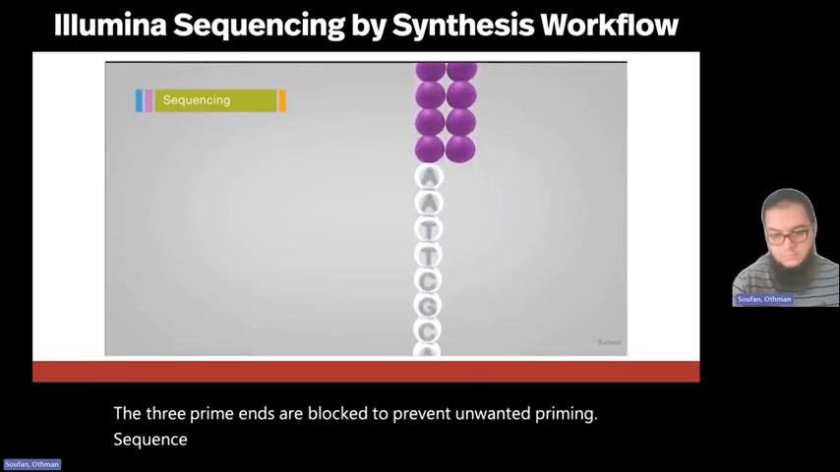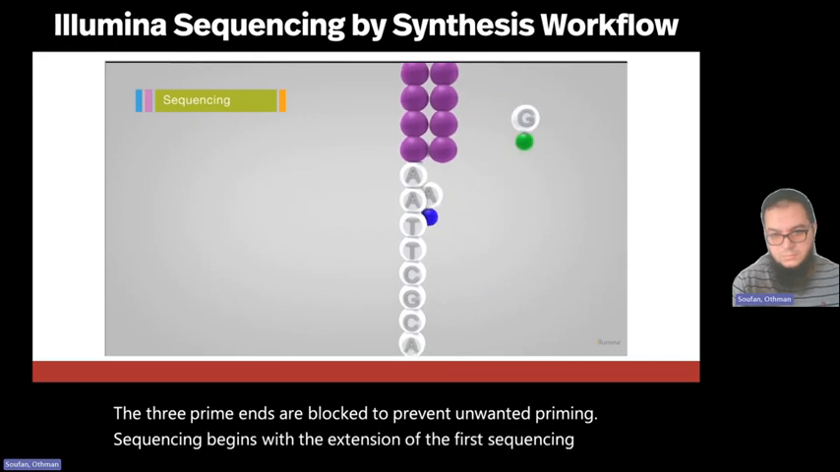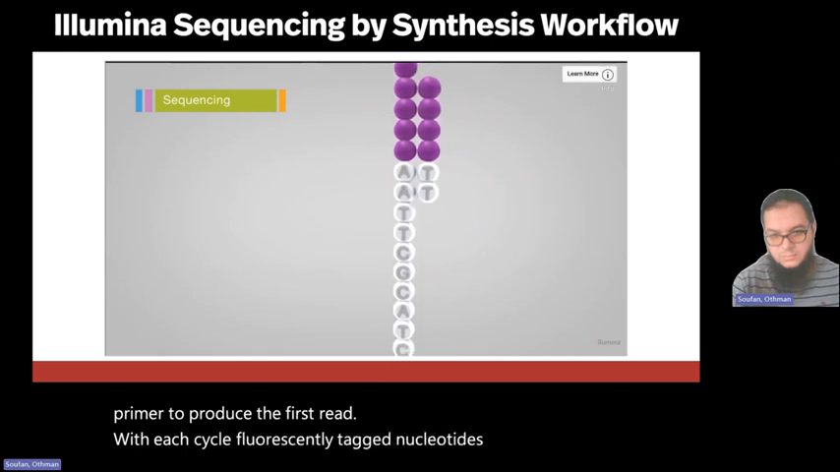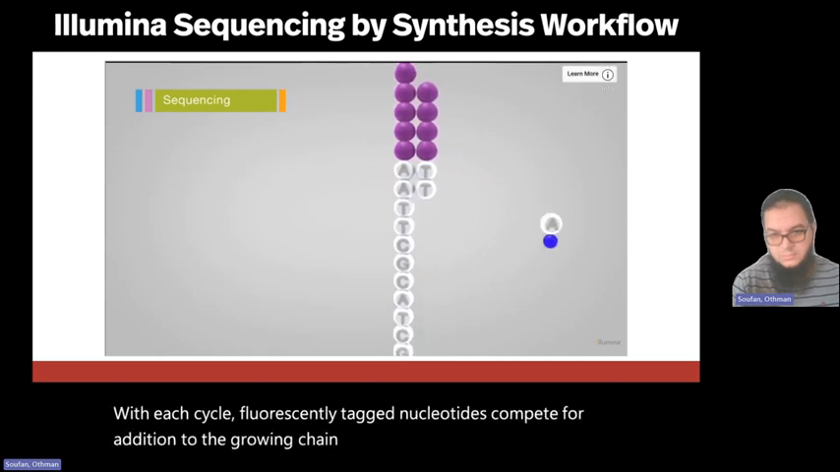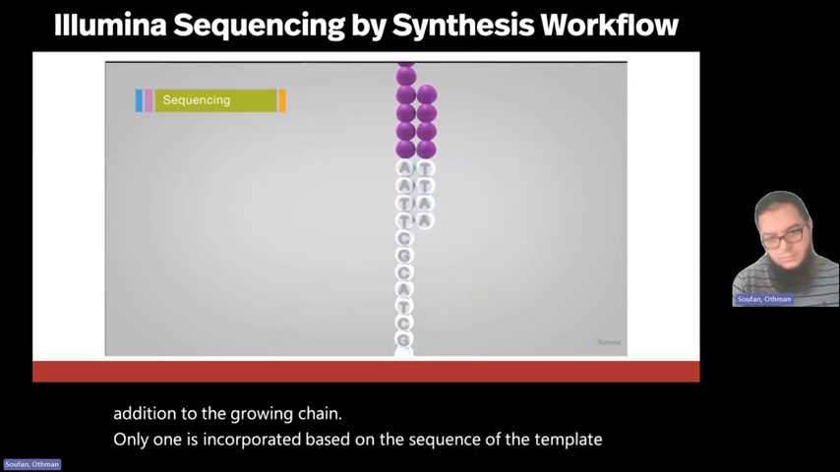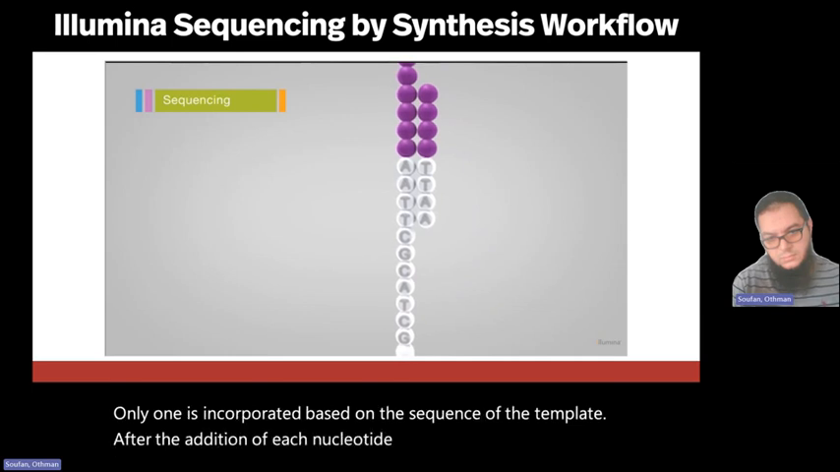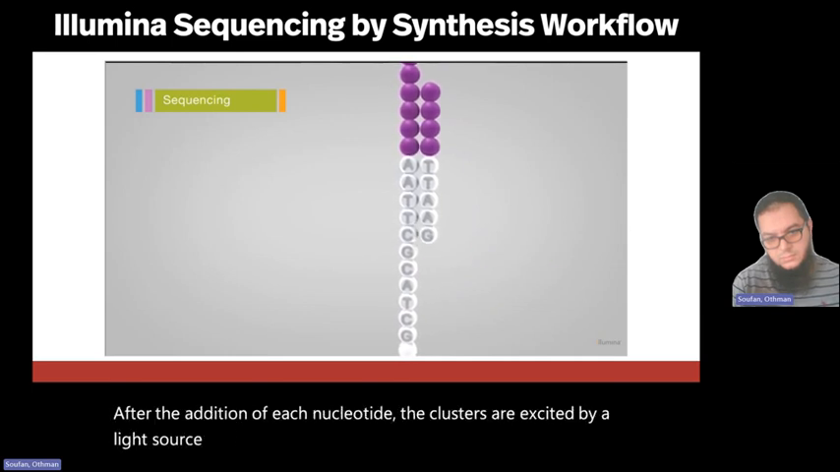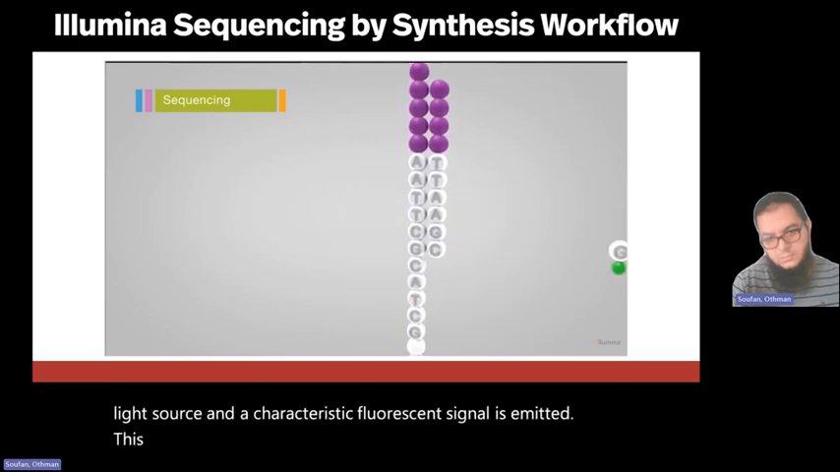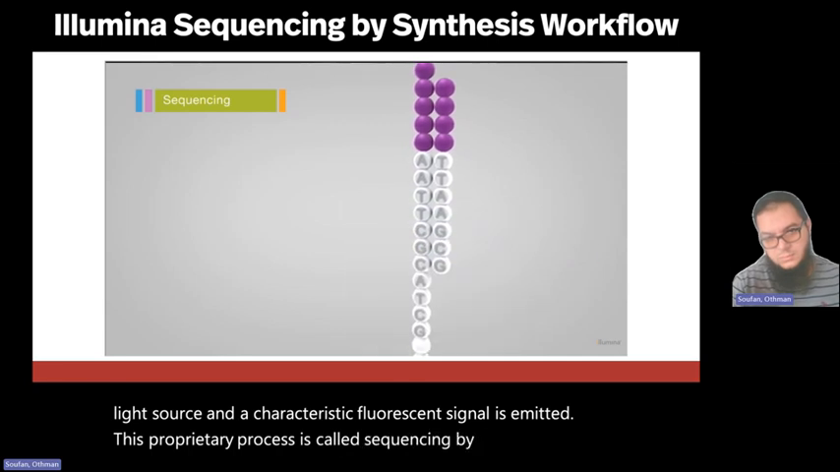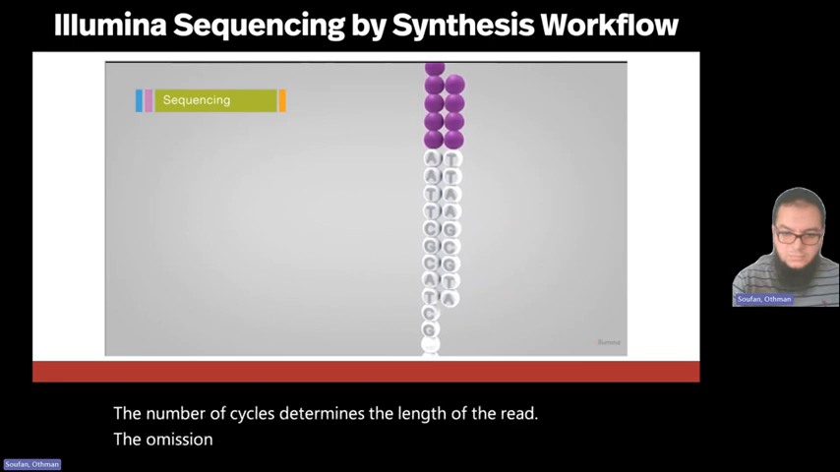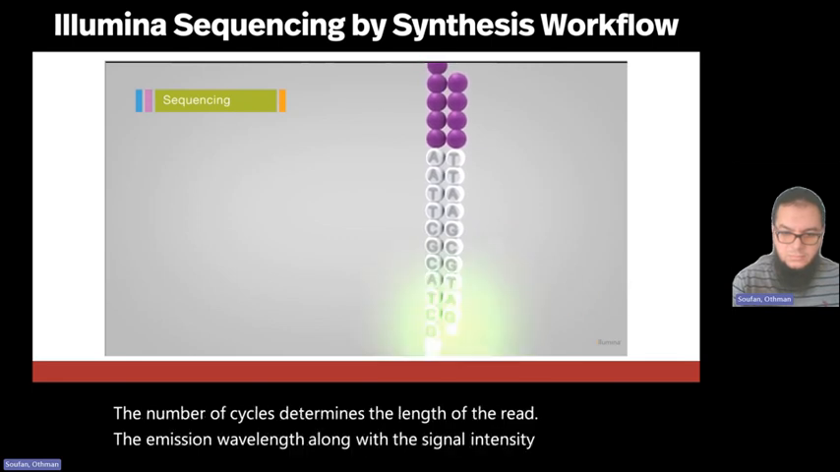Sequencing begins with the extension of the first sequencing primer to produce the first read. With each cycle, fluorescently tagged nucleotides compete for addition to the growing chain. Only one is incorporated based on the sequence of the template. After the addition of each nucleotide, the clusters are excited by a light source, and a characteristic fluorescent signal is emitted. This proprietary process is called sequencing by synthesis. The number of cycles determines the length of the read. The emission wavelength, along with the signal intensity, determines the base call.